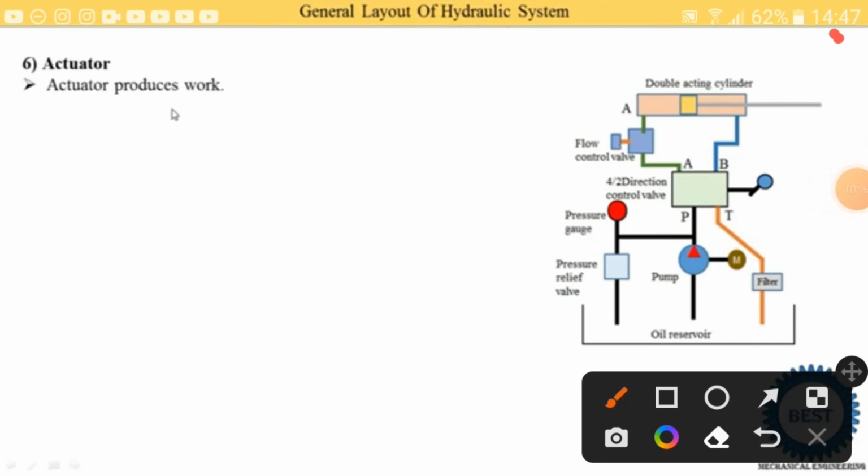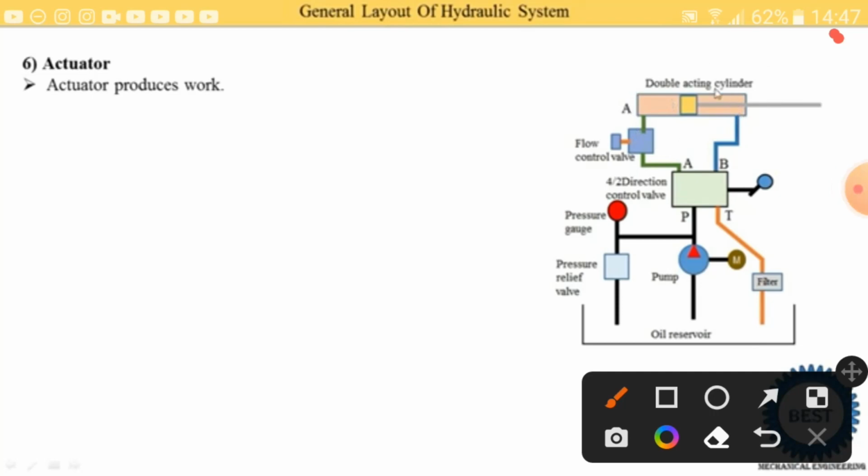Actuators produce the work. Okay, what is the work? Work means it produces some mechanical work. Okay, and we supply energy to these actuators. So this double acting cylinder is our actuator, in which we supply the hydraulic energy. So what happens in actuators? Hydraulic energy is converted into mechanical energy.